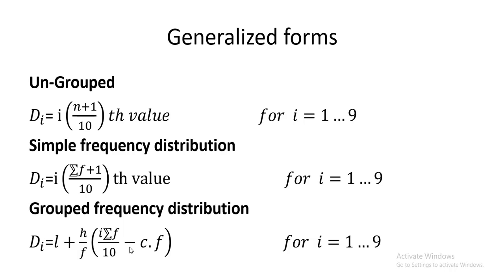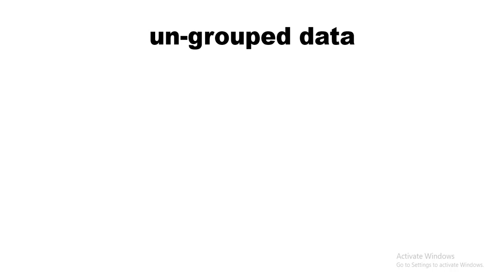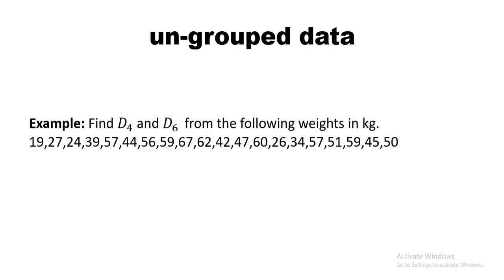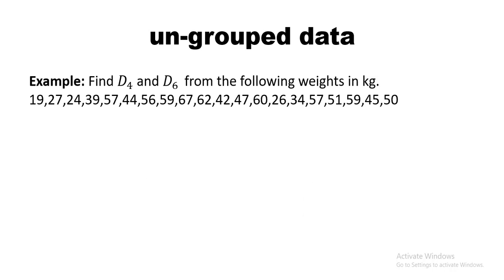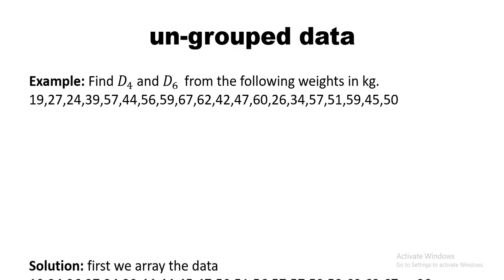Okay, so moving on, we're going to move on towards the first example for ungrouped data, which is: find D4 and D6 from the following weights in kgs. Now these are random observations that have been given to us.